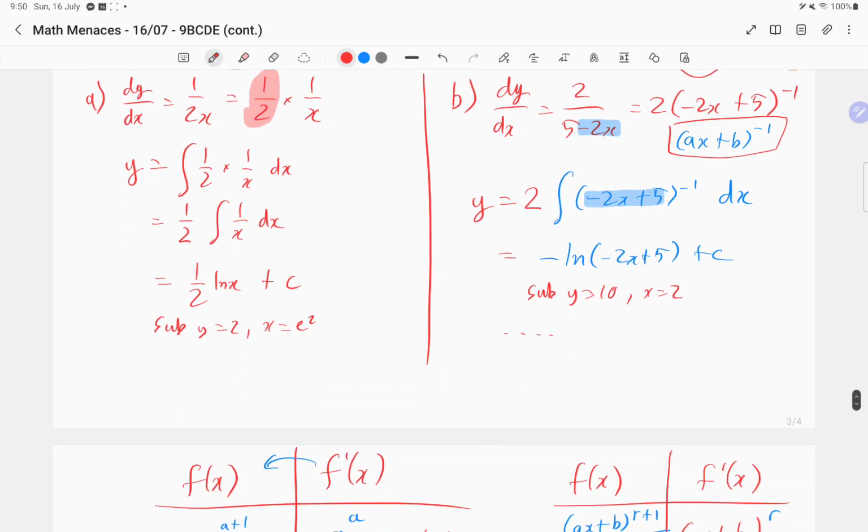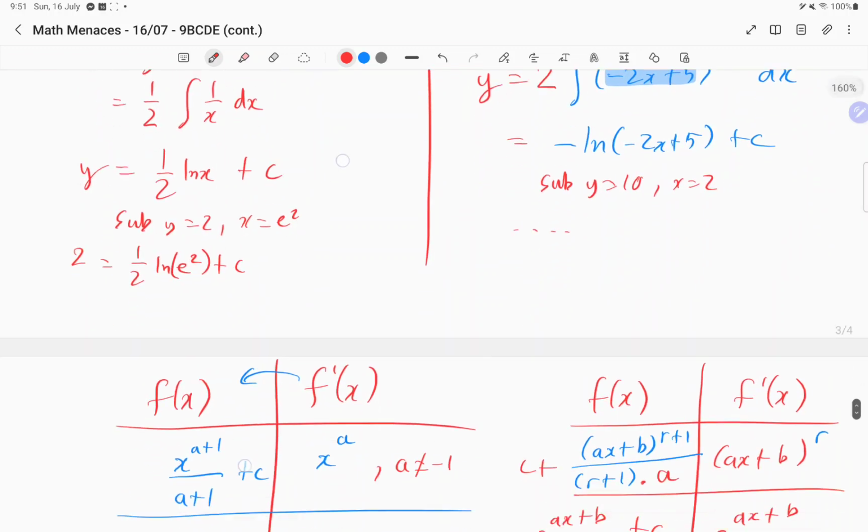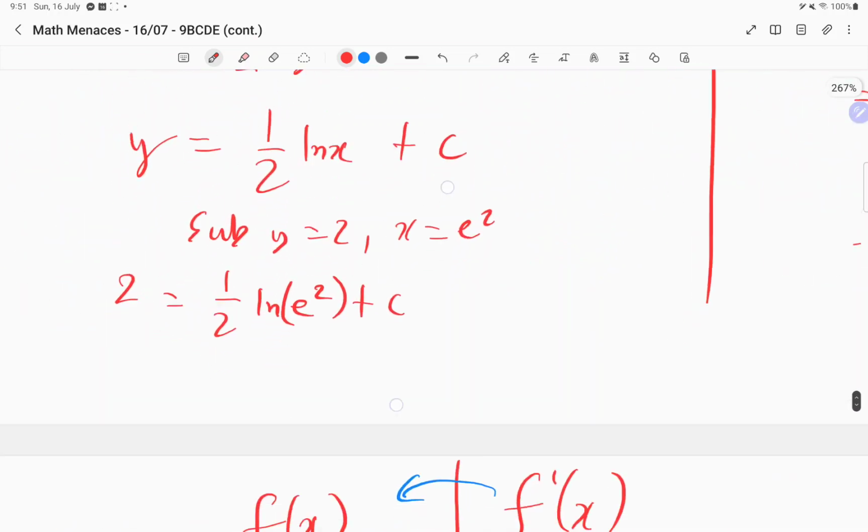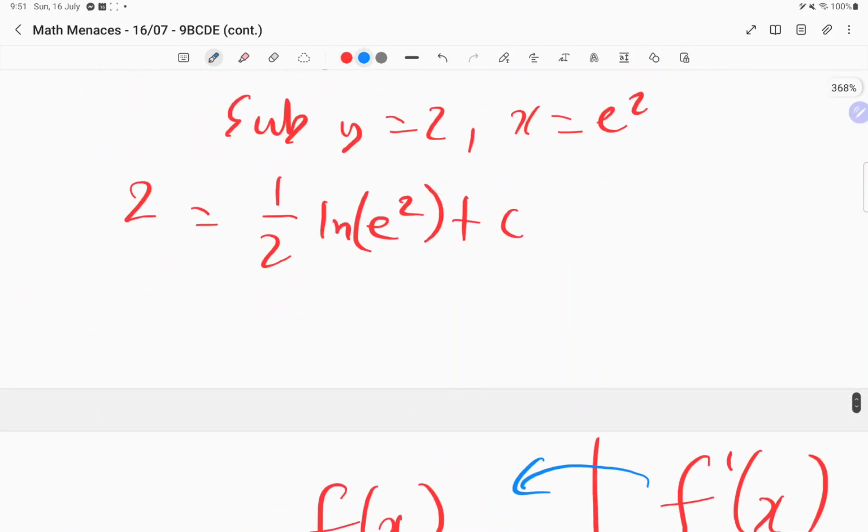Now, this one's a little bit different. I'll show you how to do this one. Sub y equals 2, so 2 equals half of ln e squared plus c. How do we do this ln e squared thing?